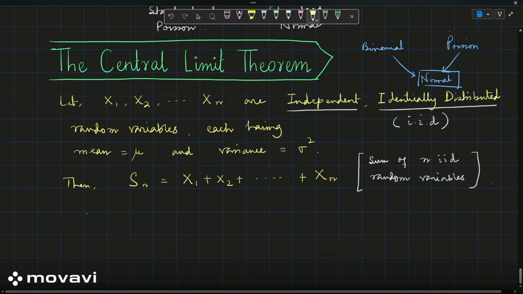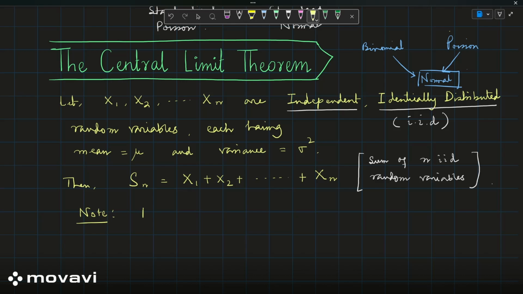So now note that the mean of Sn is n mu. There are n elements, each having mean mu, so the mean is n mu, and similarly the variance is n sigma square.